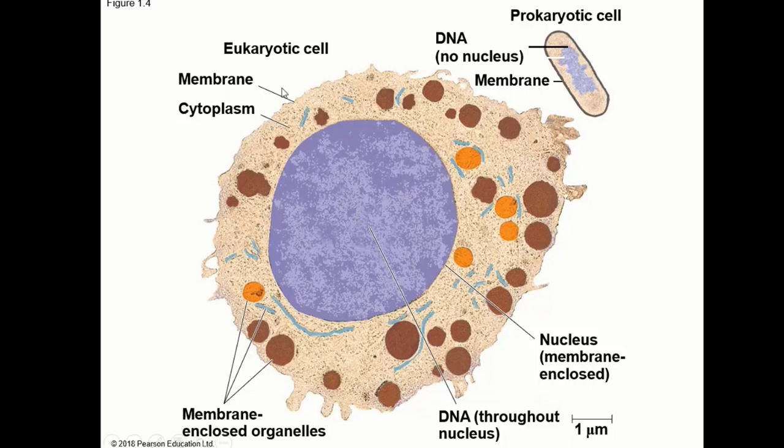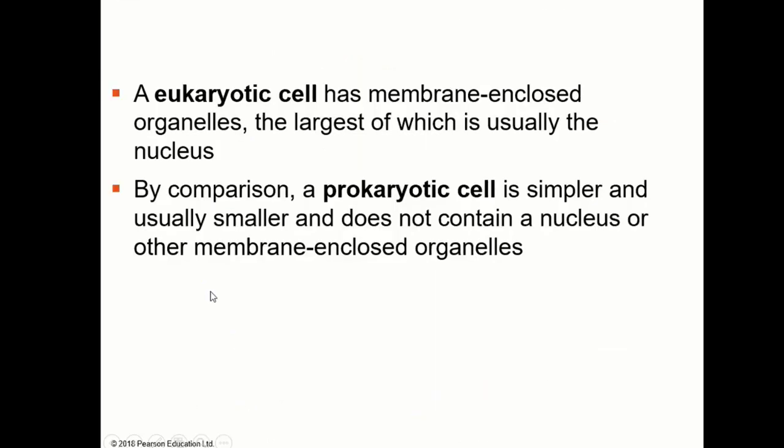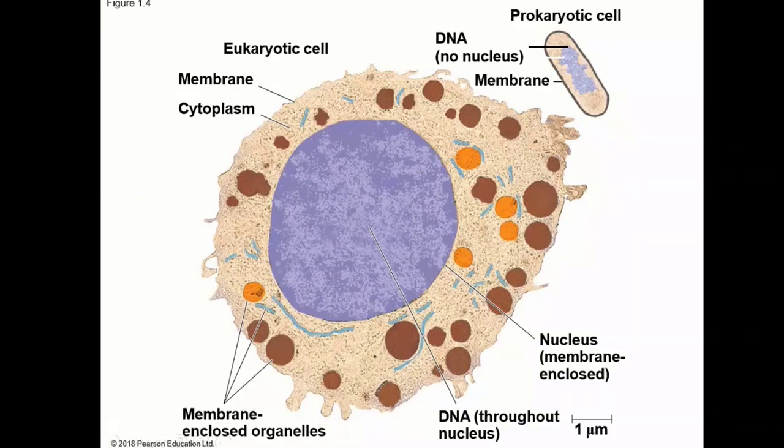So here you can see the membrane, the cytoplasm, which is the gap here, the DNA, which is within here, the nucleus, this whole little fella there. This is blue, right? This is purple, yeah, I think this is purple. This little circle here with purple is a nucleus. Within it is the DNA, and you see the membrane enclosed organelles that they're talking about here on the eukaryotic cell, and you can find them here. And here on the top right is a prokaryotic cell where there's DNA, no nucleus, just membrane. So these are the differences, where sometimes they can say differentiate.